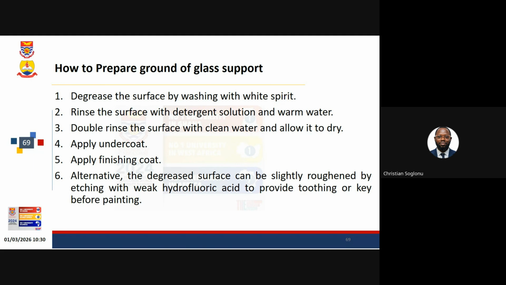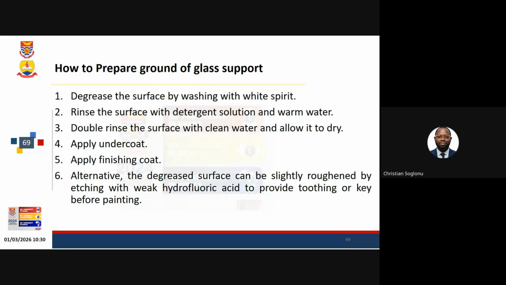You give it your first coat, that is priming. So apply undercoat. The undercoat you apply, it's all about priming, because after you are done with your final work, you will not see that coat. That is why they are saying undercoat. So the first priming, you do it, then you come in with your actual work. That is the finishing coat.